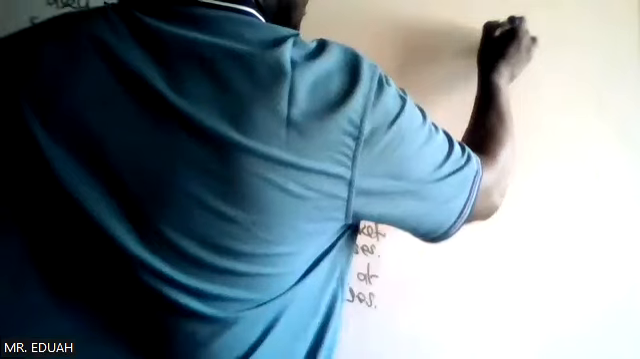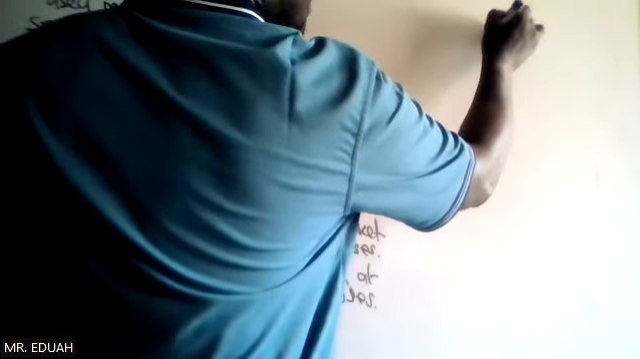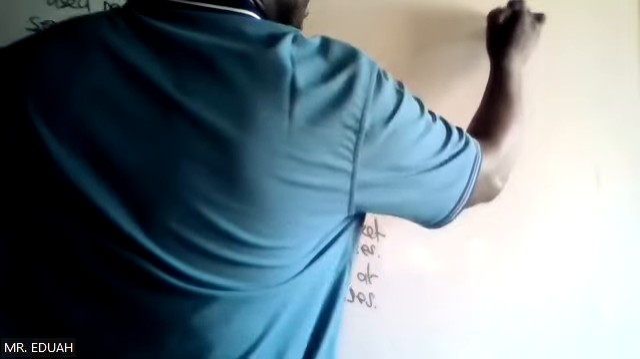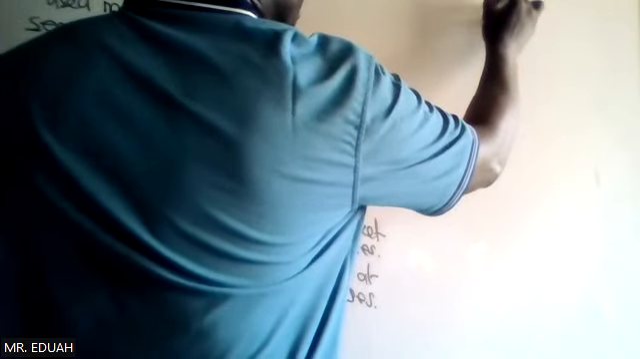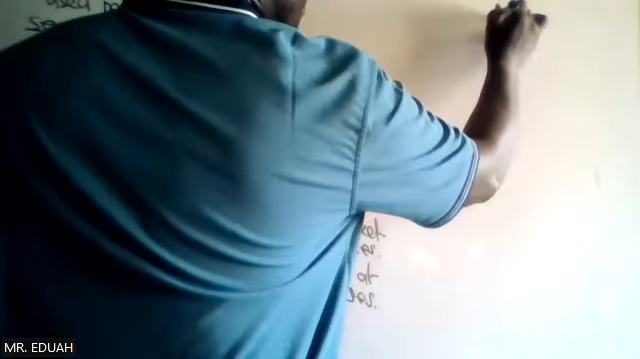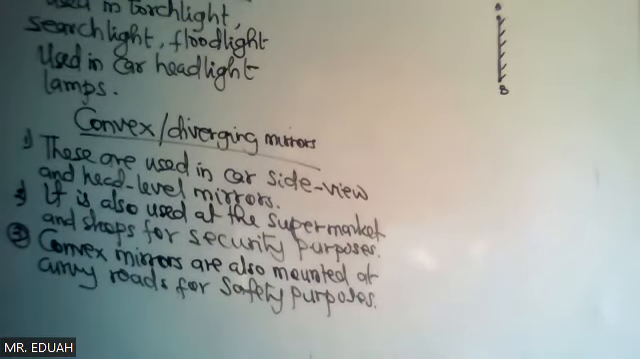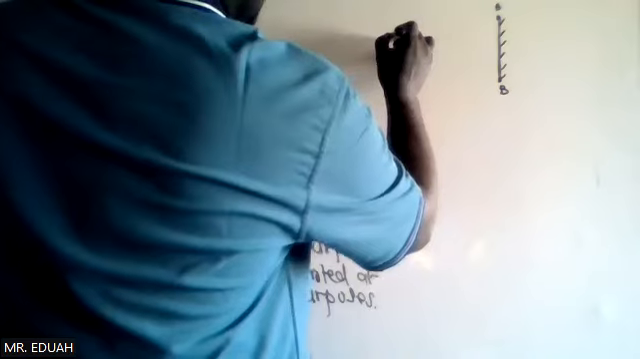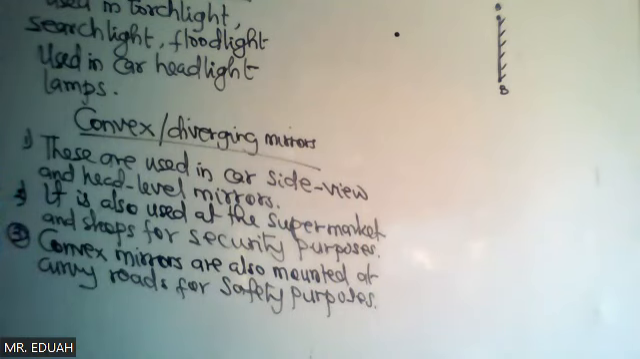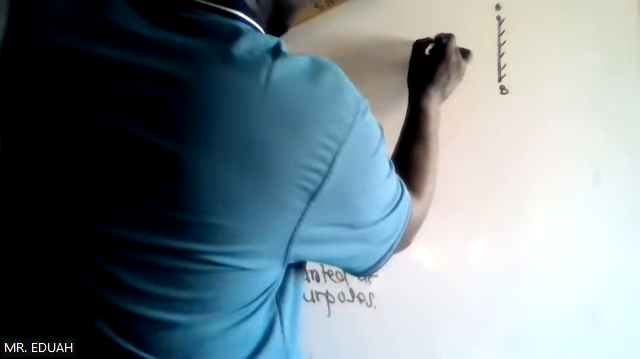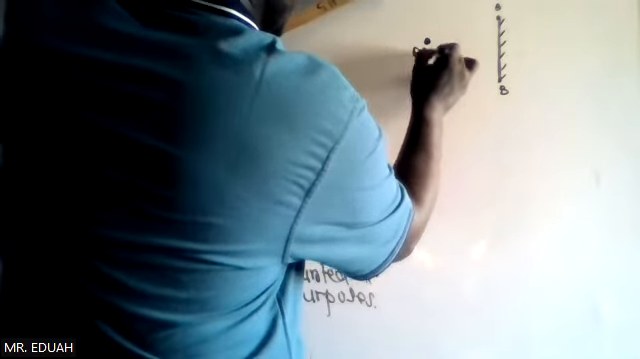Now let's take this to be the length of the mirror. So the whole aperture is the length, A, B. So this is the whole length. When a point object is placed in front of the mirror, light from the object, this is the object O, hits the extremes of the mirror.